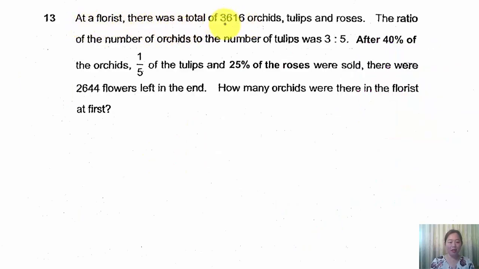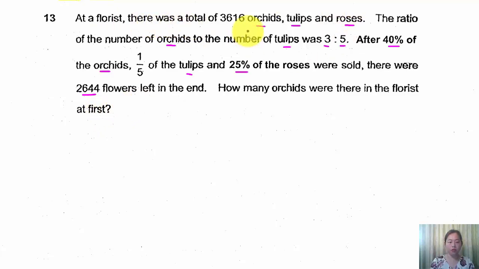Question 13. At the florist, there was a total of 3,616 orchids, tulips, and roses. The ratio of the number of orchids to the number of tulips was 3:5. After 40% of the orchids, 1/5 of the tulips, and 25% of the roses were sold, there were 2,644 flowers left in the end. How many orchids were there in the florist at first?